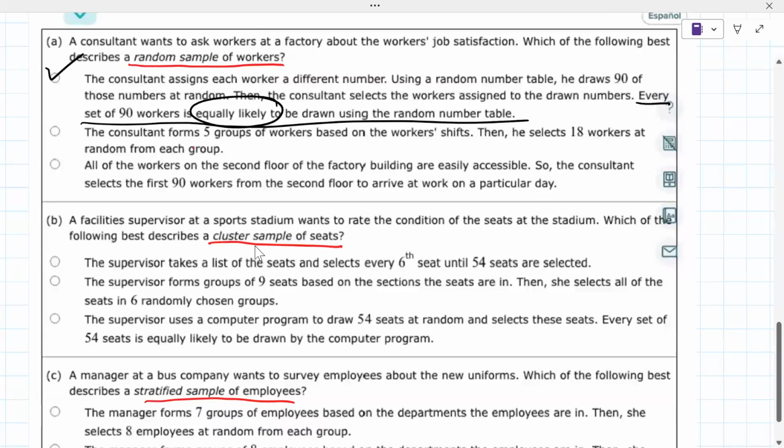For a random sample, you want equally likely. For cluster, think of a cluster as kind of grouped together. What's more important there is that you divide it up into groups and then choose all of them. So the correct answer for the second one is B here for a cluster. It's like you cut it up into a certain number of groups, then you get them all. If that makes sense.